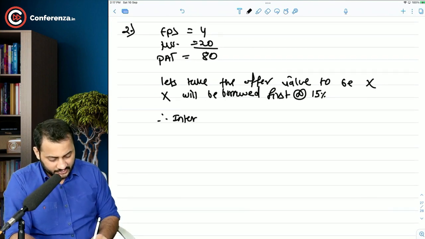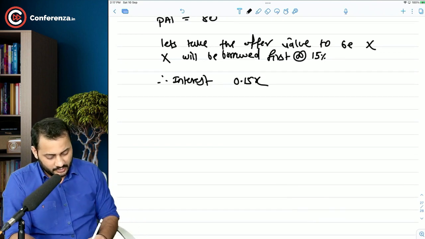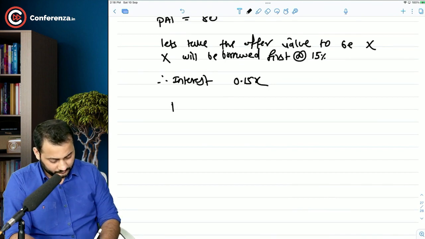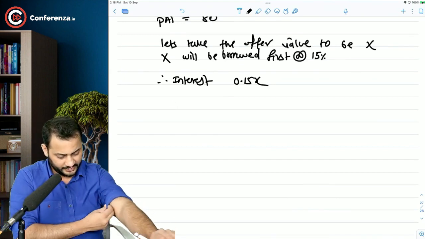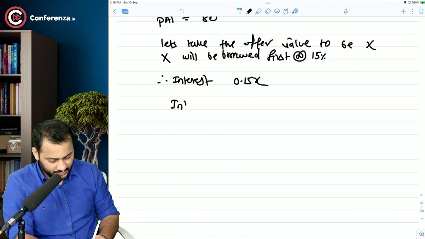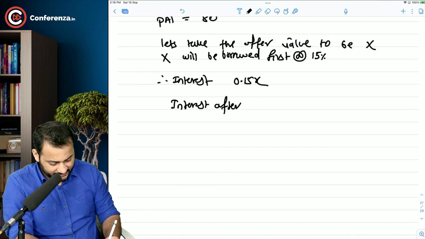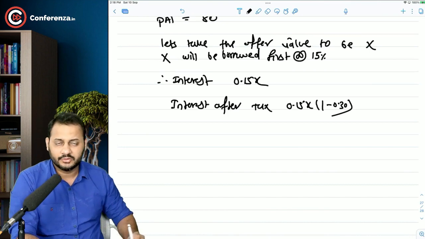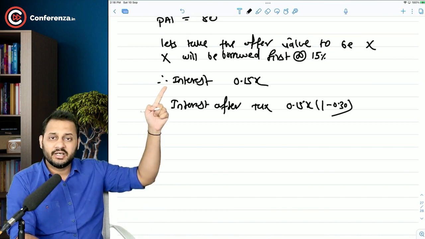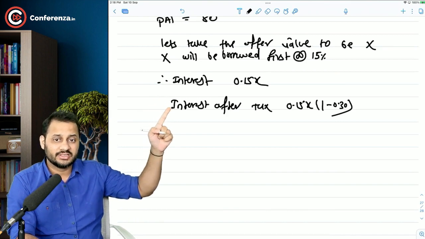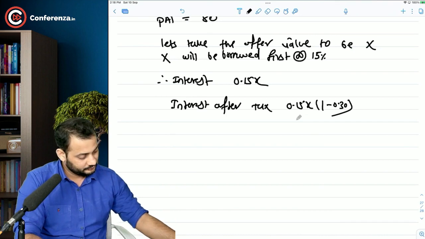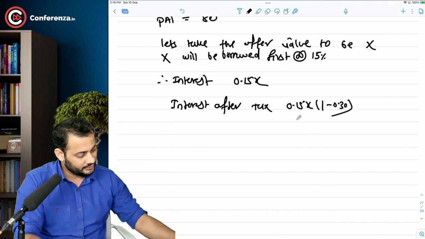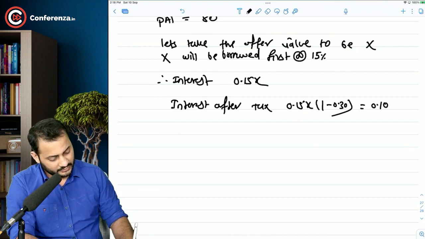Therefore, interest on this borrowing will be 0.15 into X. Okay, sir. We can take the interest after tax directly, which is 0.15X into (1 minus 0.30), because this interest will be deducted as an expense and we can save upon the taxes. So this is the interest after tax: 0.15 into 0.70, that's 0.105X.